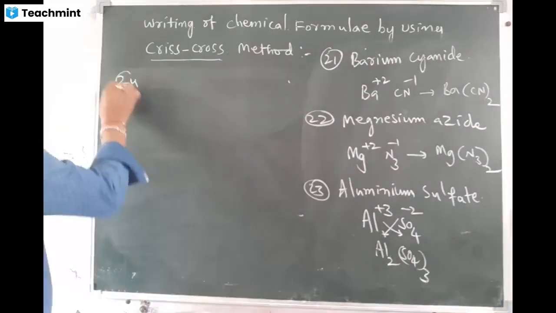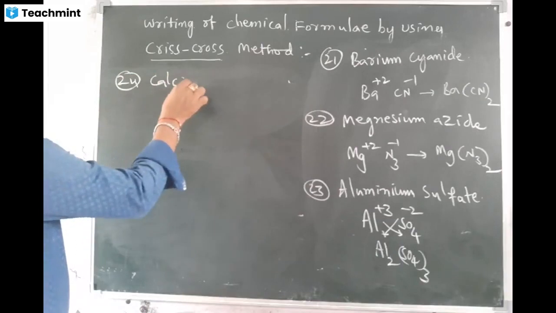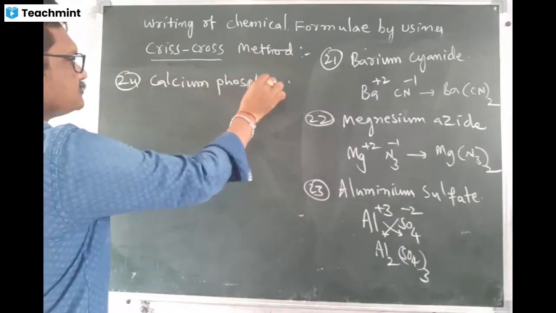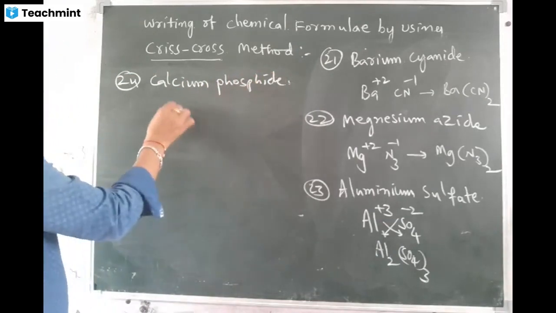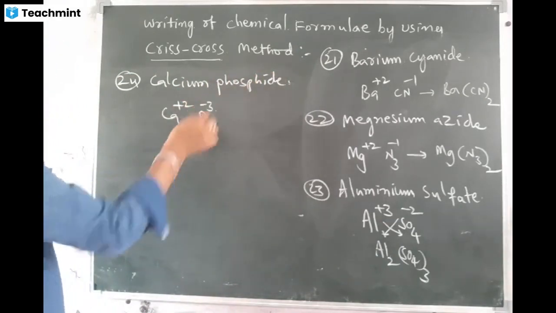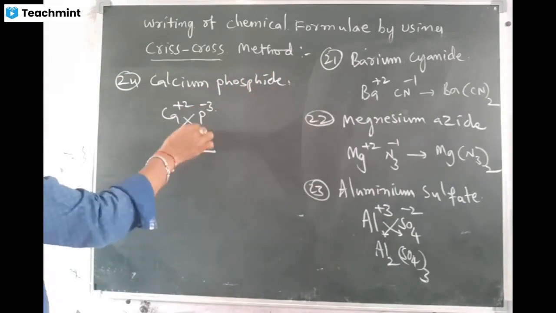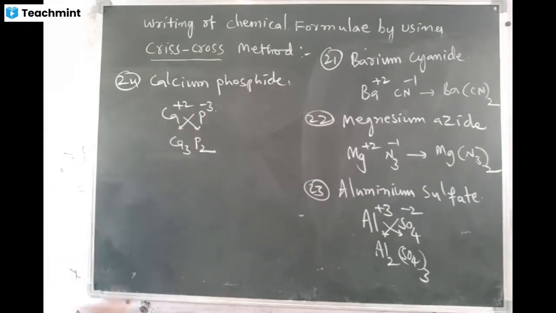Okay, then 24th one, calcium phosphide. So what is the formula of calcium phosphide? Ca plus 2, phosphide means minus 3. Then Ca3P2, reverse. So calcium phosphide means Ca3P2.